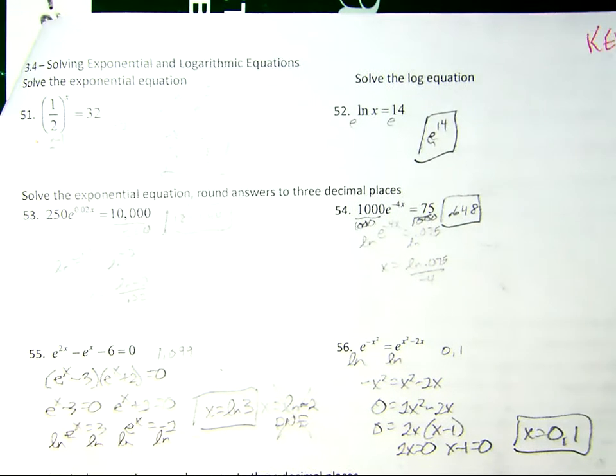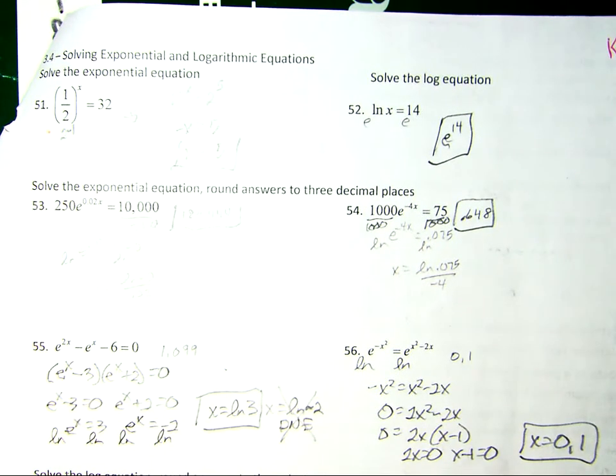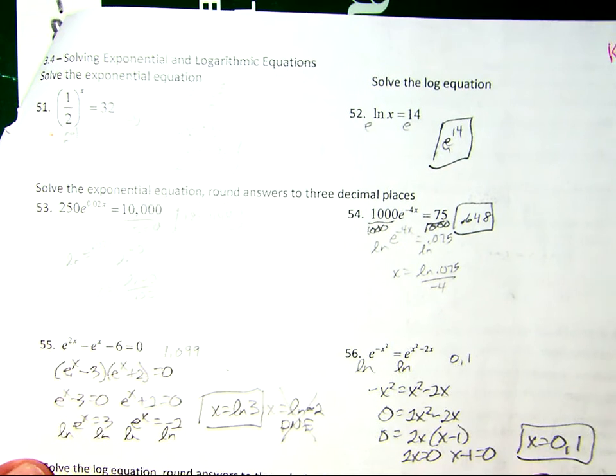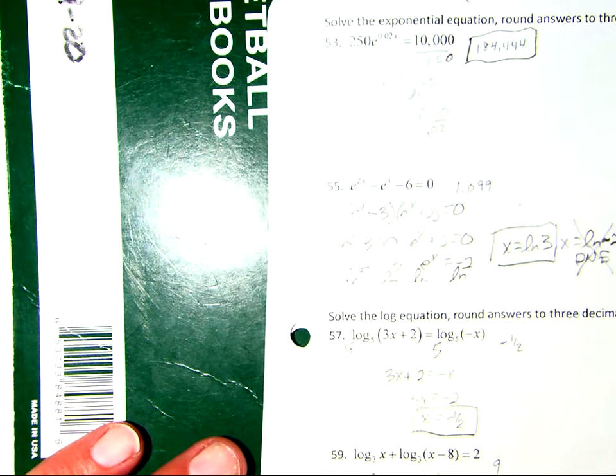On 3.4, why is the one side so much darker than the other side? 51 is x equals negative 5. 53 is 184.444. No matter what I do, it's still dark.